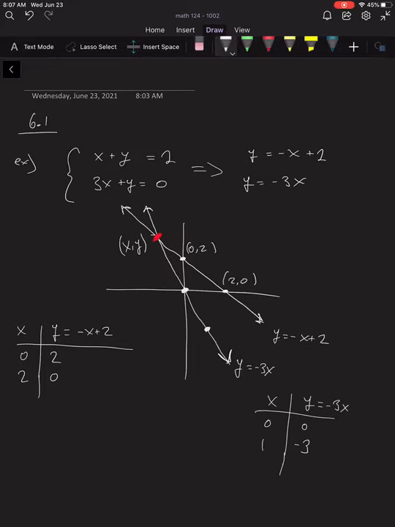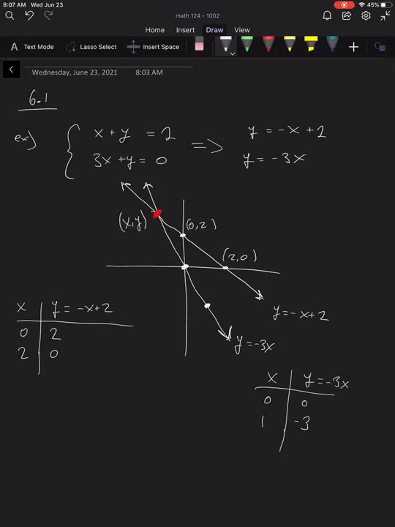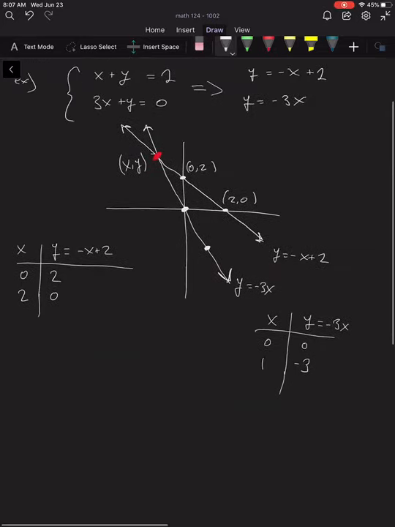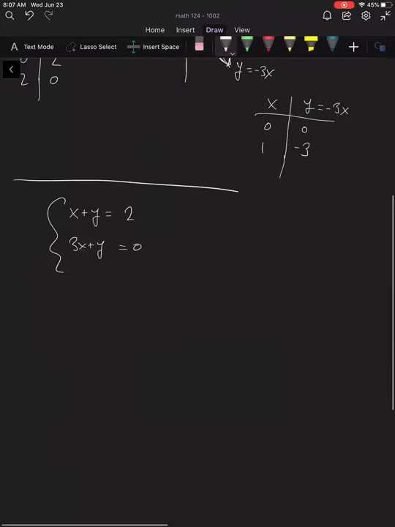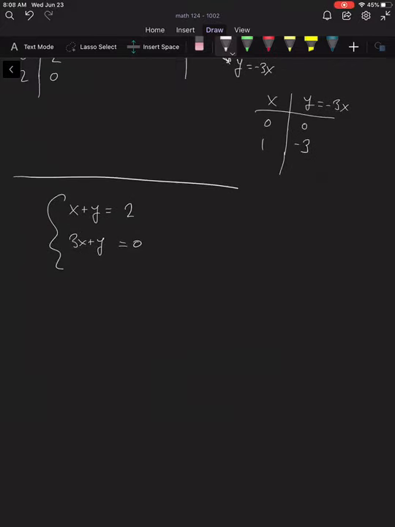But there are ways to find this where we don't need to graph. Graphing is just kind of seeing what's going on. So let's do the same problem again. Let's write this down. We have x plus y is equal to 2, and 3x plus y is equal to 0. Then there's a couple of ways we can figure out what x is and what y is, meaning the point right here where the two lines intersect. The first way is called the substitution method.